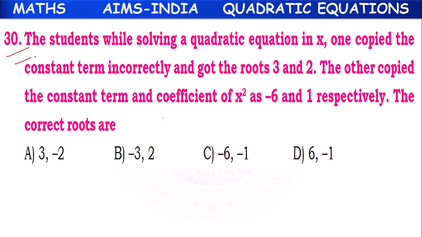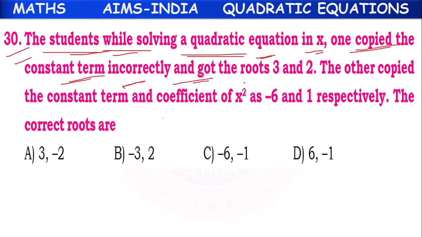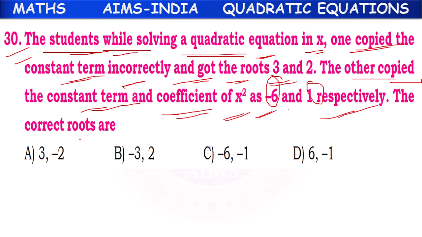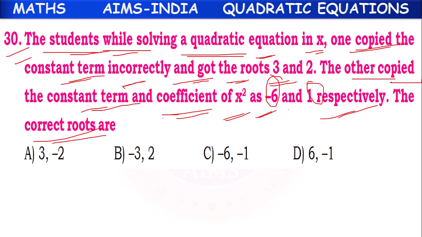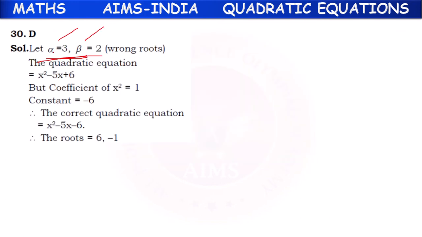Next question, the 30th question. Two students, while solving a quadratic equation in x, one copied the constant term incorrectly and got the roots 3 and 2. The other copied the constant term and the coefficient of x² as 6, 1, −6 and 1 respectively. The correct roots are how much? So let α equal 3, β equal 2. Because they have got the roots 3 and 2, which are actually wrong, these α = 3 and β = 2 are the wrong roots.